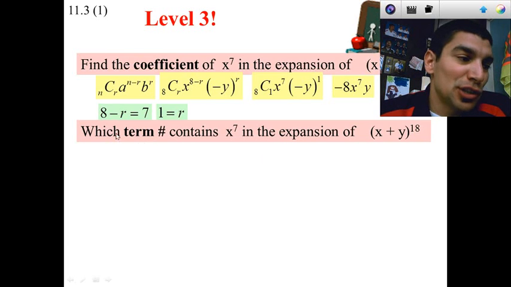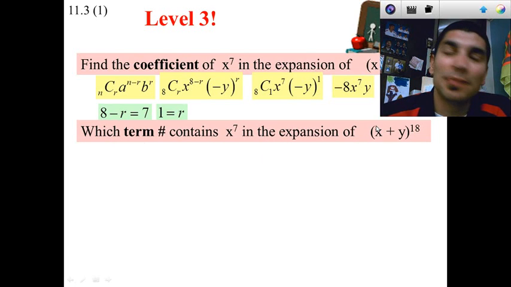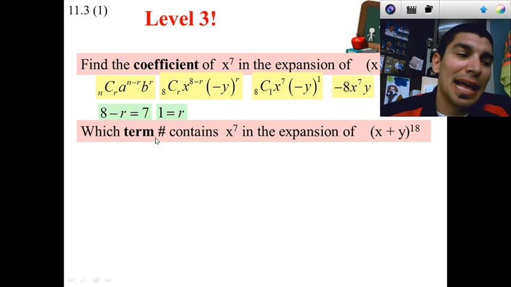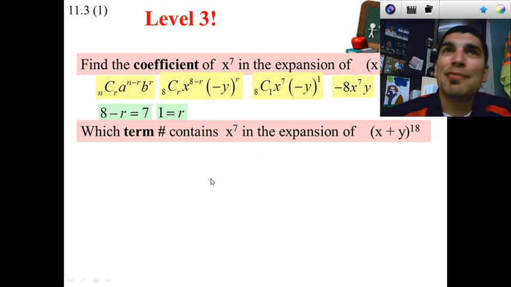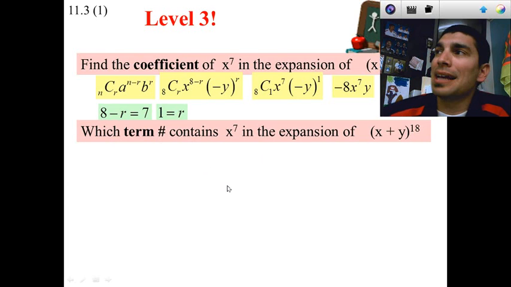I can also ask you a question like this. Which term number contains x to the 7th in this expansion? So that's different than what I asked before. I didn't ask for the coefficient. I was saying what term number. And remember what R is. R is not the term number. R is the term number minus 1.